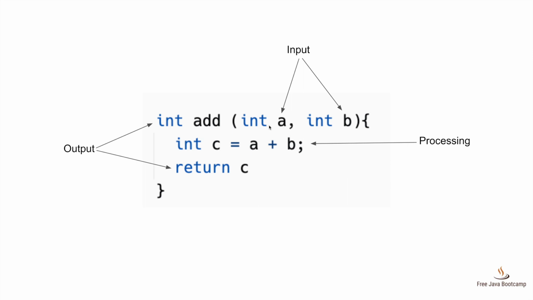It takes a number, an integer A, it takes another one, an integer B. It does some processing to it. The processing it does is that it adds them together, and then the output is that it returns the sum, which is C in this case. In Java, when defining a function, you must specify at the start what type the function is going to return. So the way I read this is that this is a function called add that takes two numbers of type integer, A and B, and returns an integer.